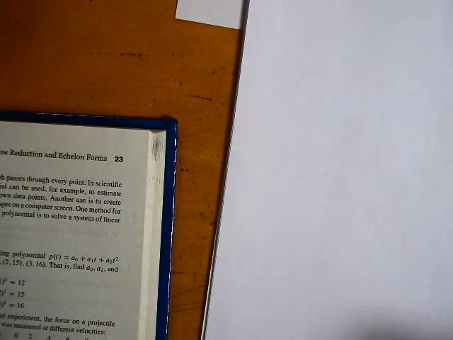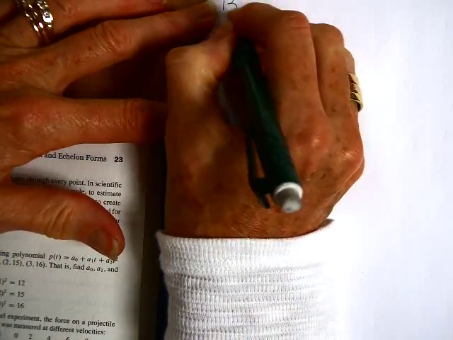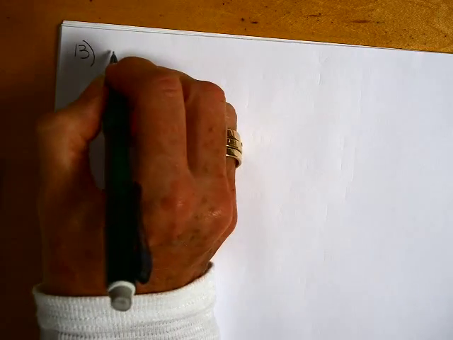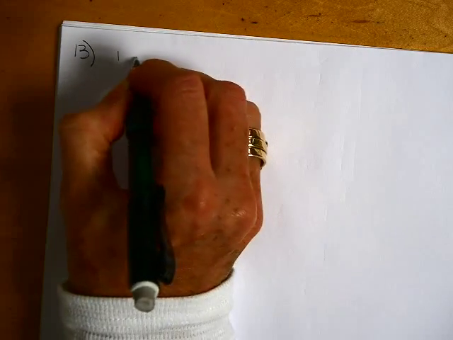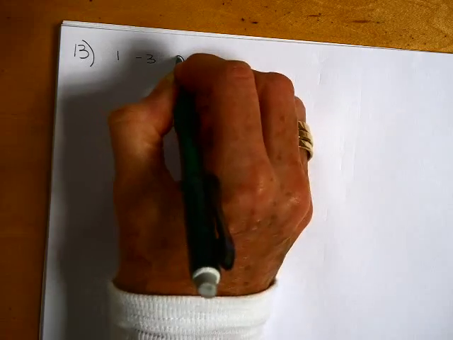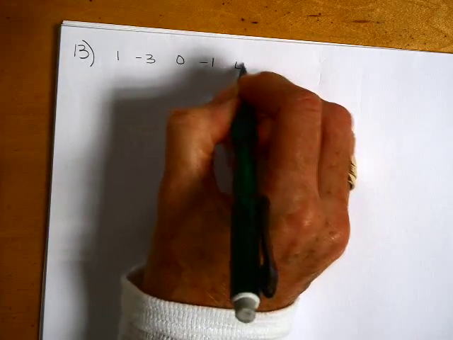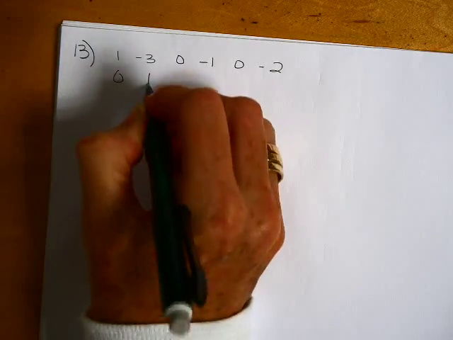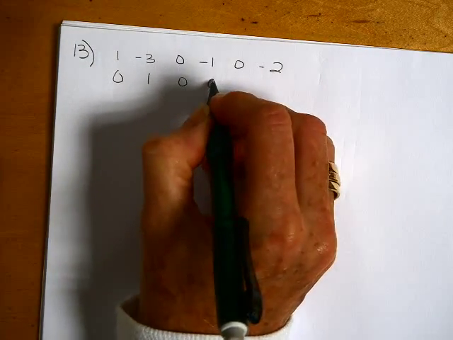Okay. Let's, just for fun, and I don't know what's going to happen with it, let's look down here at number 13 because it's a big matrix. It's going to take me a minute to write it down. 1, -3, 0, -1, 0, -2, 0.